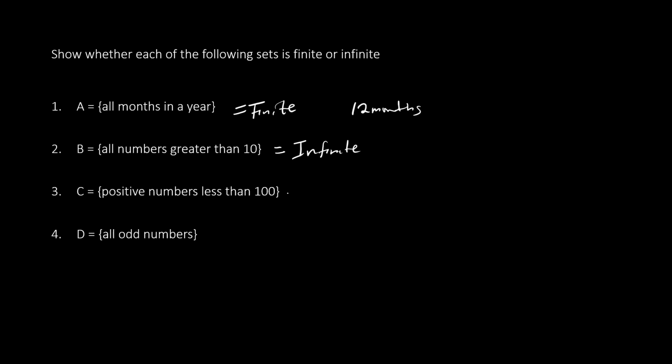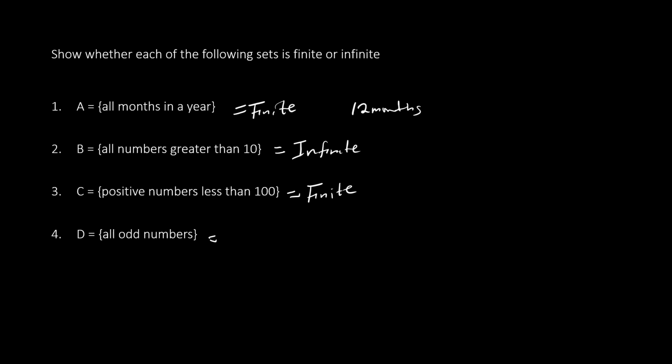So the third one is positive numbers less than 100. This might look very long, but it's still a finite set. We can list right from 0 to 99. So that is a finite set. So the third one is finite.